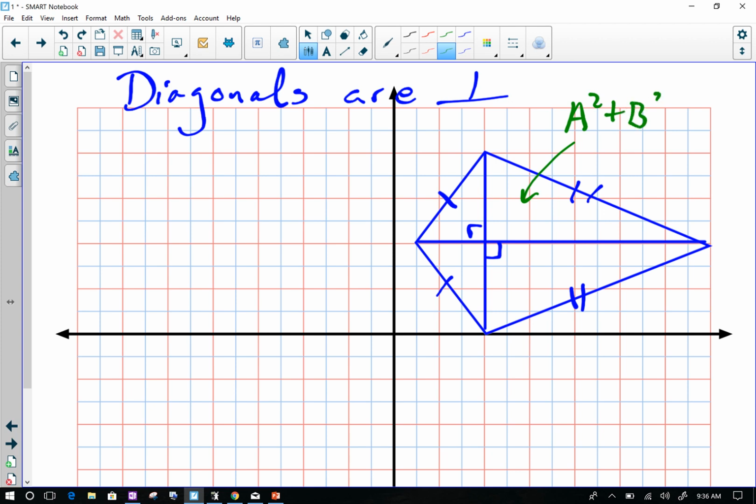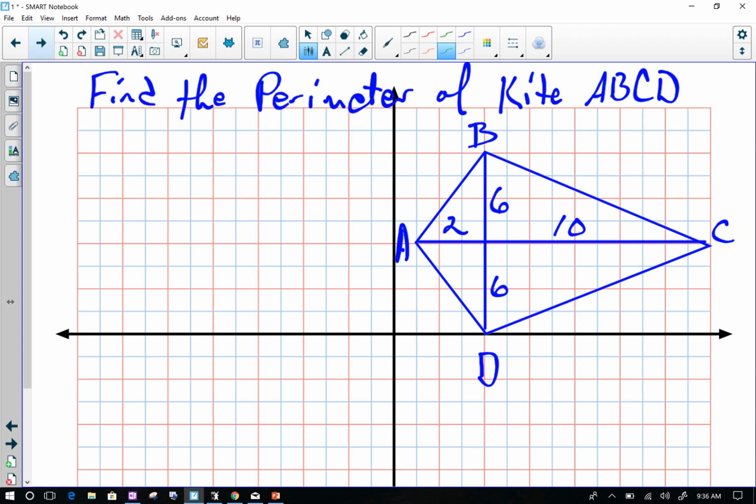And a squared plus b squared equals c squared, or Pythagorean theorem, comes into play on these problems. But for example, this one here, we want to find the perimeter of kite ABCD. To do that, we need to find AB, BC, CD, and AD, those lengths. So we need to use the Pythagorean theorem on these.